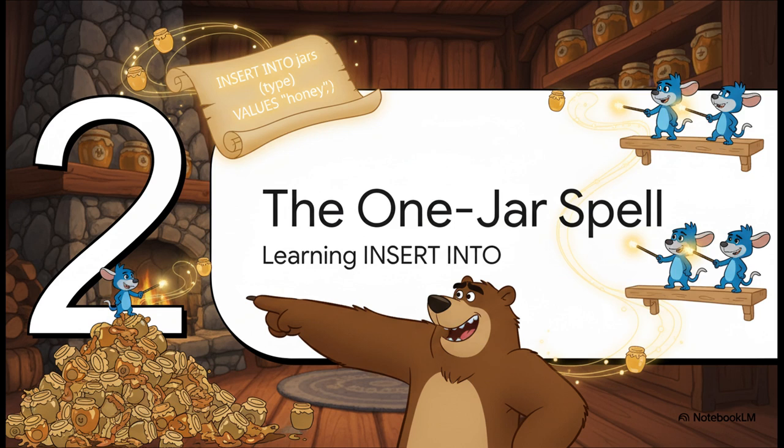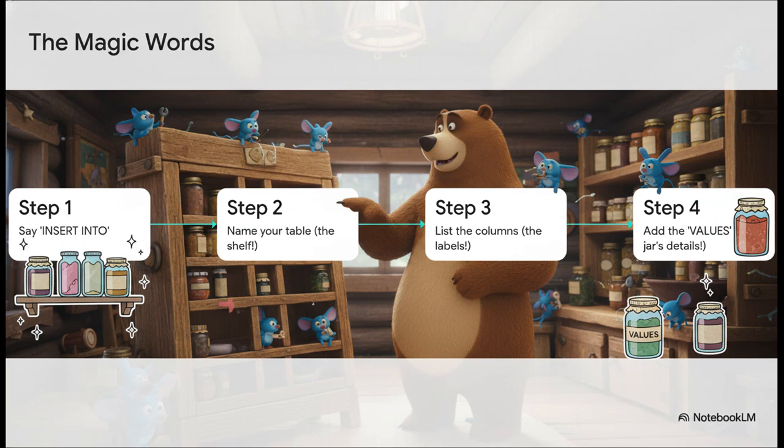Well, the lemmings tell him he needs to learn a magic spell. And in the world of databases, that magic spell is a command called Insert Into. It's how you add a brand new piece of information, or in our case, a new jar, to your table. And the spell is surprisingly simple. It's really just 4 little steps.